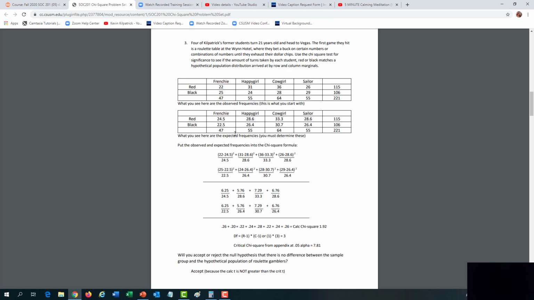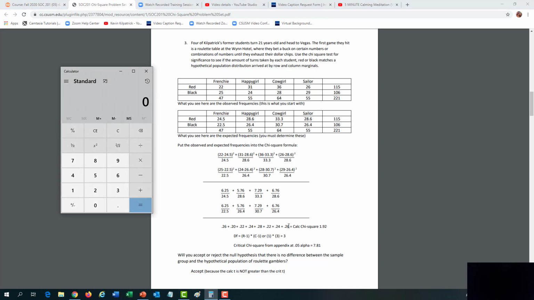Okay? So how did I get 24.5? Well, remember, in the lesson, it said that I had to multiply the column total times the row total. And when I get that, I'm going to divide by 221. So let's see if it works here. The column total is 47. I'm going to multiply that by 115 and get that result. And then I'm going to divide it by 221. And what I come up with is 24.457. So I'm just going to round that up to 24.5. And that's what I have here.